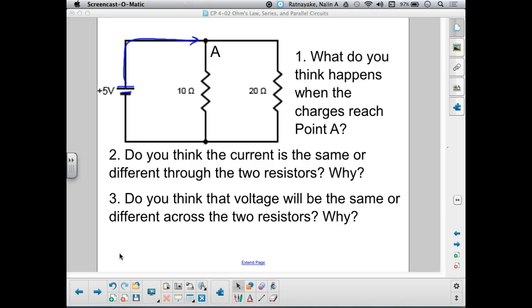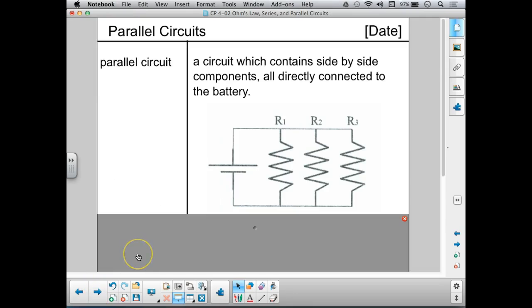Okay, great. We will be returning to these questions later on in the lecture after we've had a chance to learn a little bit more about parallel circuits. So let's take a look at what a parallel circuit even is. It's a circuit which contains side-by-side components all directly connected to the battery.